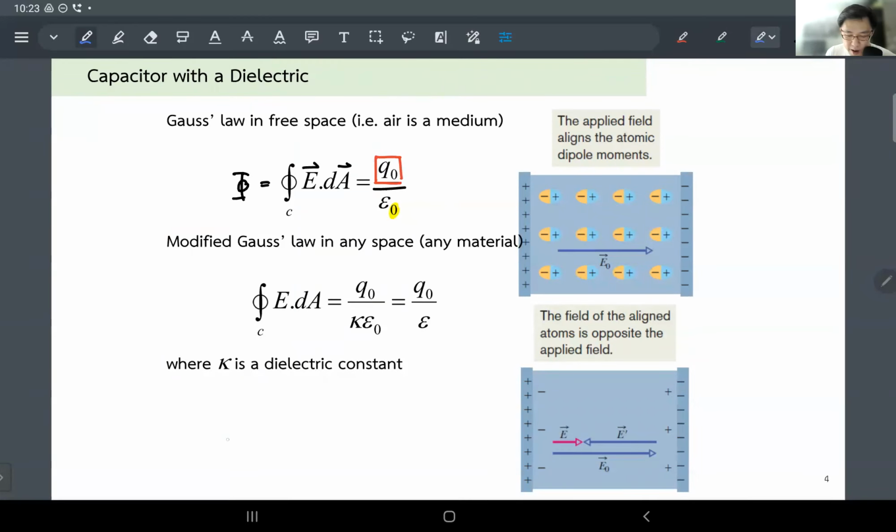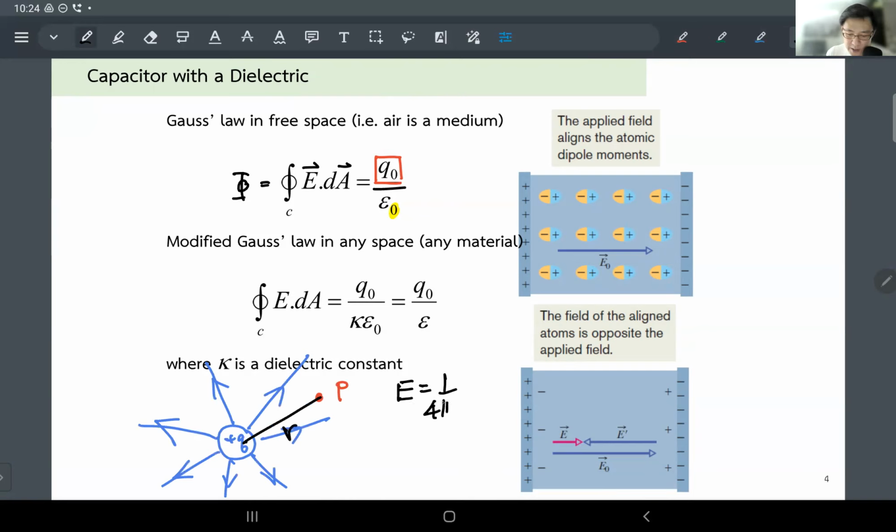If you have a positive charge Q, everyone knows it will generate an electric field around it, pointing outward. No problem. And if you are standing at a point, let me call it point P, and the distance from the charge to point P is R, the electric field at that point is just 1 over 4 pi epsilon naught, that is just the K, times the charge generating the field divided by the distance squared, right? No problem. This one is fine.